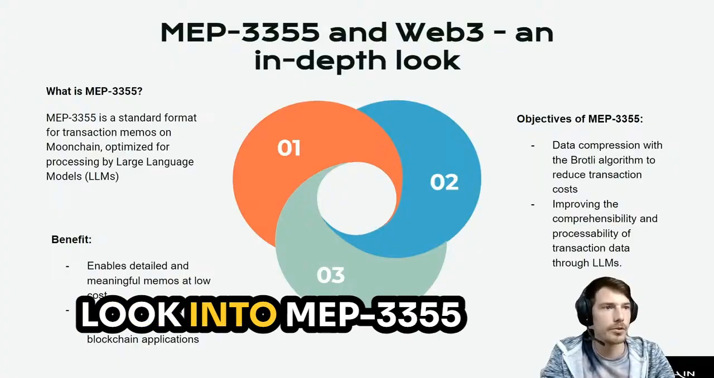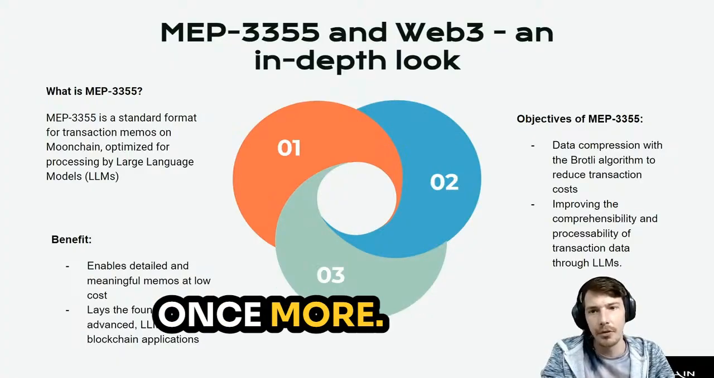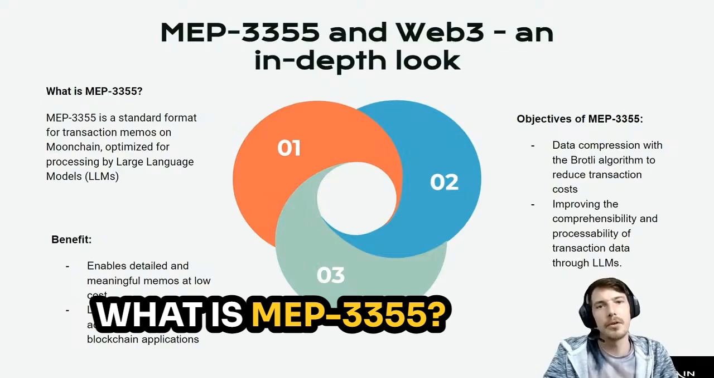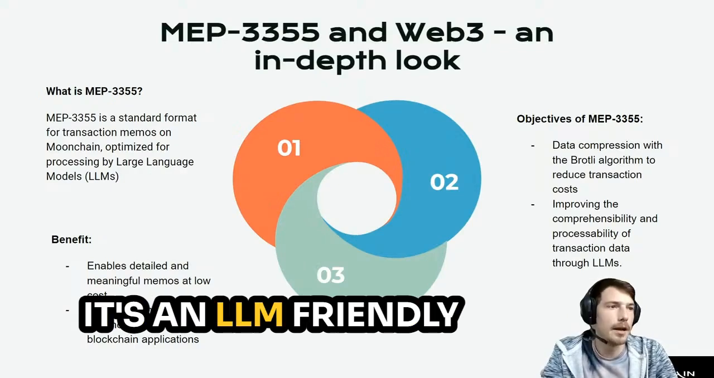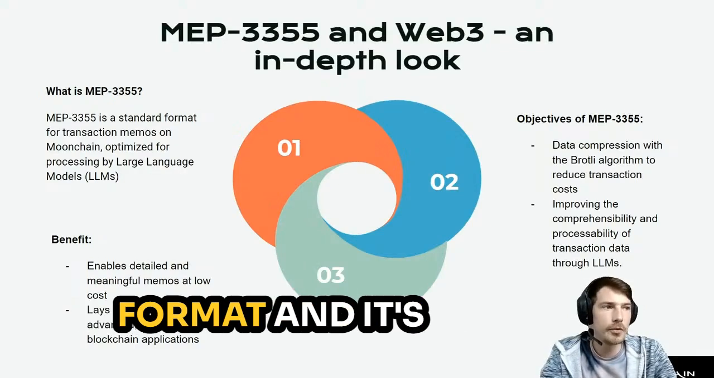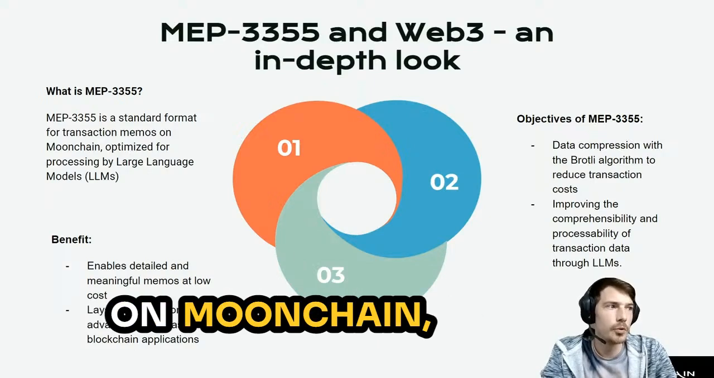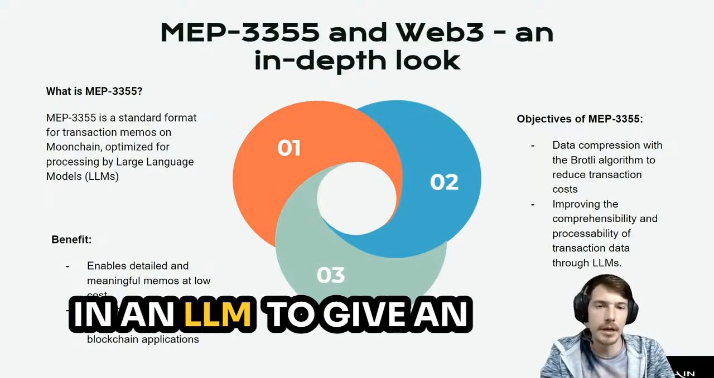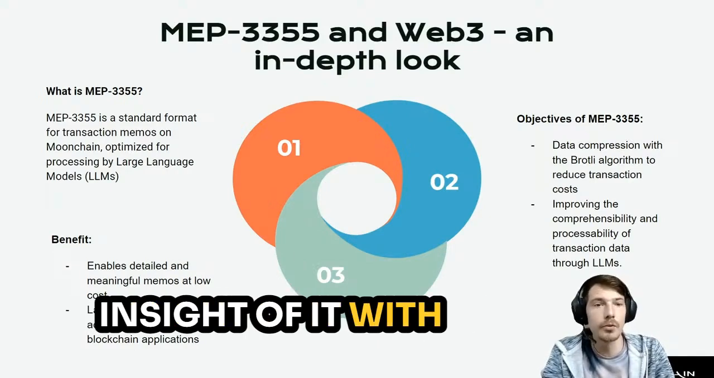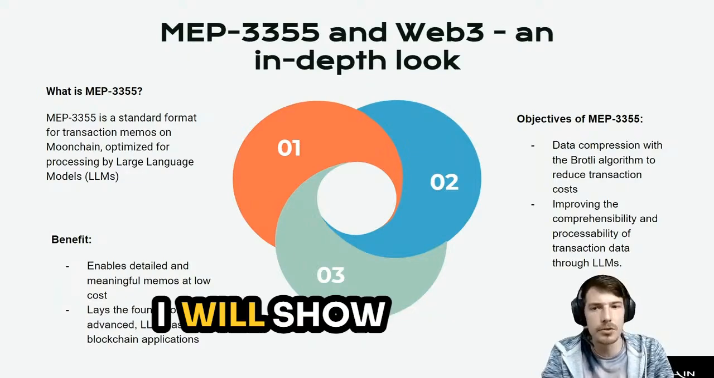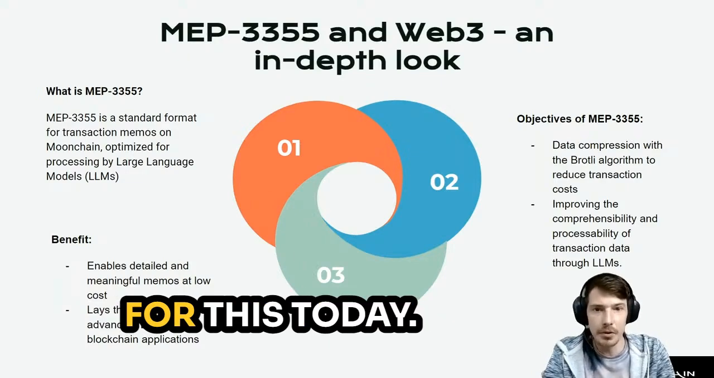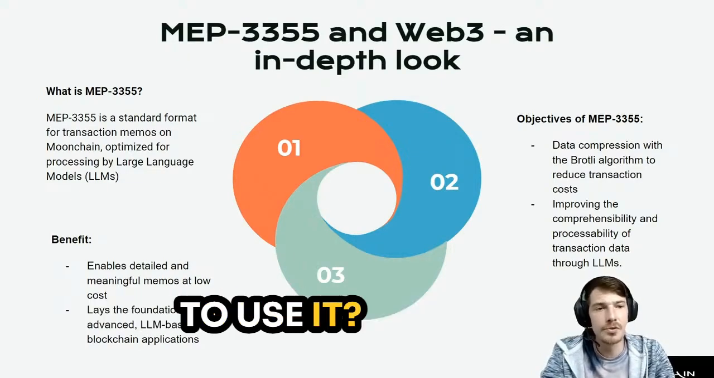We will have a look into MEP-3355 once more. What is MEP-3355? It's an LLM-friendly transaction memo format, specifically used for transaction memos on Moonchain, which should be used in an LLM. To give an insight of it with the use of an LLM, I will show you an example for this today. Why is it important to use it?